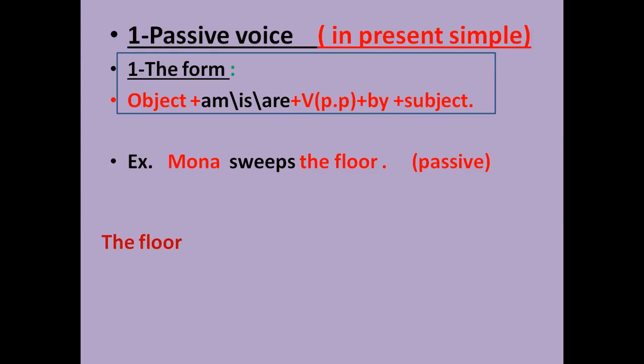After that, we put verb to be in present, is. Then we put the past participle of the main verb sweep, is swept. And at the end, we put by plus the subject, by Mona. So the answer will be the floor is swept by Mona.